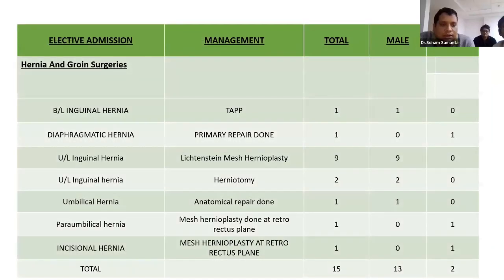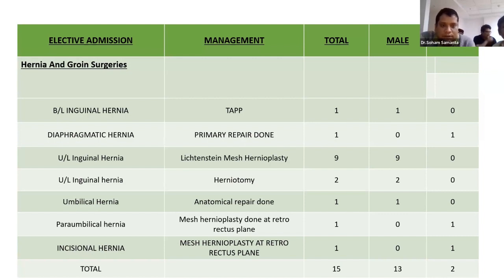For hernia and groin surgery, bilateral inguinal hernia, we did TAPP for 1 case. For diaphragmatic hernia, we did primary repair. What type of diagnosis was it? Sir, posterolateral, that is Bochdalek. So you should specify at the end of the month, when the diagnosis is already made, give a complete diagnosis. Yes, sir. This was a left posterolateral hernia, Bochdalek, sir.